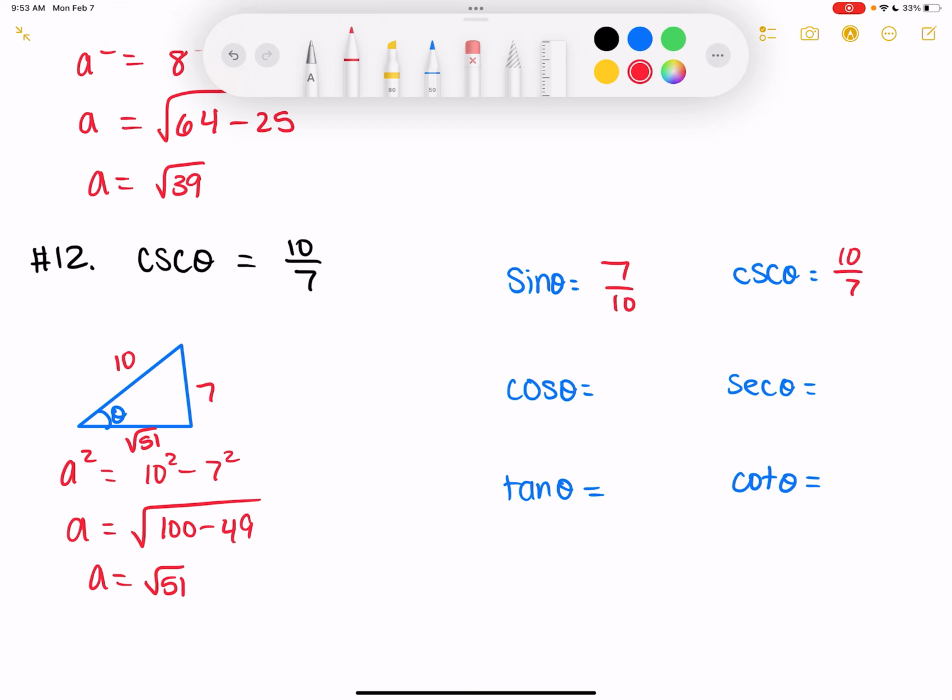Oh man. All right, so now I've already taken care of sine and cosecant, so what is cosine?